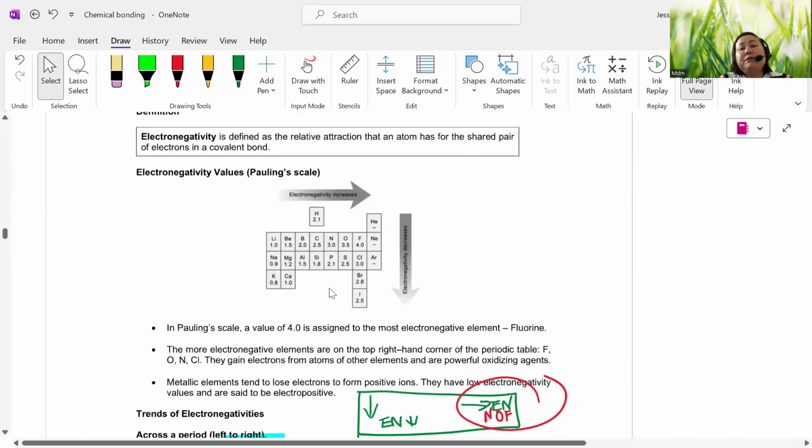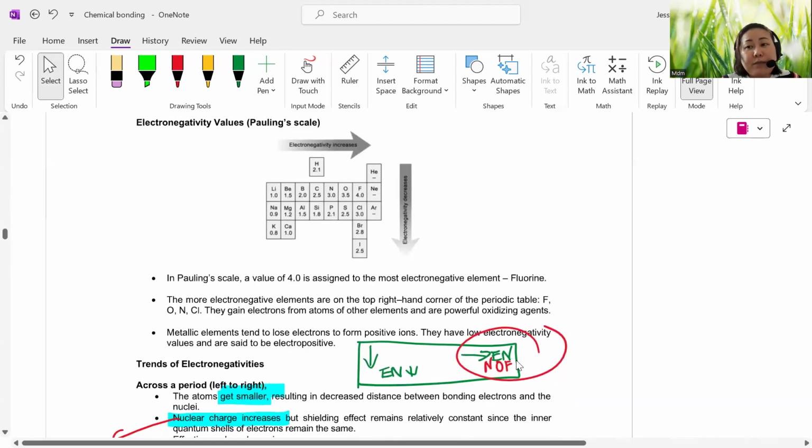So in this chapter, we often use the idea of electronegativity, which is the attraction that an atom has for the shared pair of electrons in a covalent bond. So if we apply this definition strictly, you will find that this term should only be applied in a covalent bond. Okay, because that's when you have a shared pair of electrons. So as shown earlier to you, electronegativity values can be found in the data booklet. And generally, if you don't have a data booklet, the most electronegative elements are found on the top right-hand corner of the periodic table.